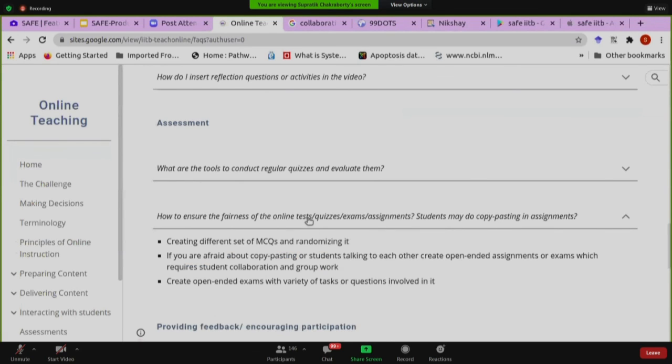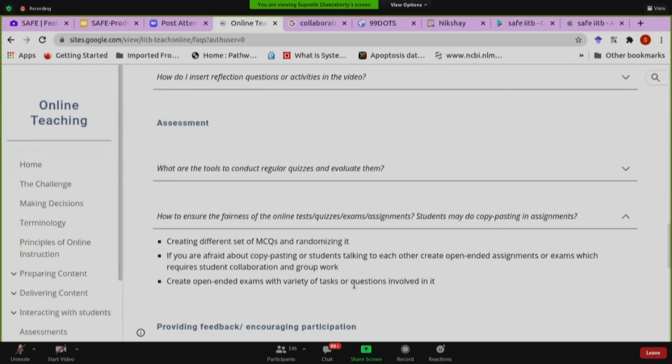Right? So how to ensure fairness of online tests, quizzes, exams, and students may do copy pasting. So of course, creating different sets of MCQs and randomizing them, even if you have one MCQ, randomizing it, creating slightly open-ended assignments or exams which require student collaboration or group work where the answers are unlikely to be the same. Using apps like SAFE, where it prevents the students from accessing anything other than the exam on the internet during the duration of the exam. So these are a few things that can be done.